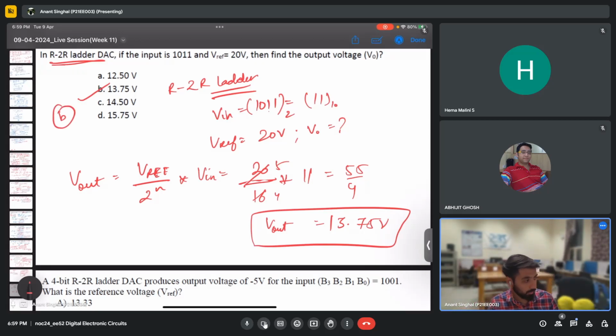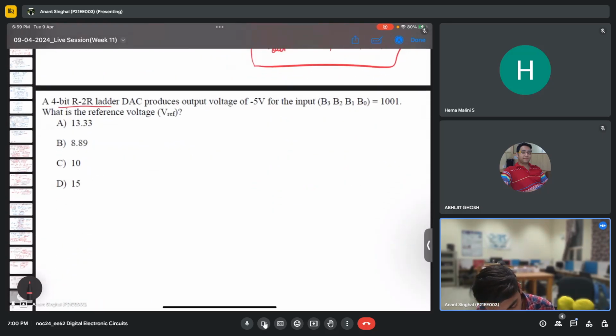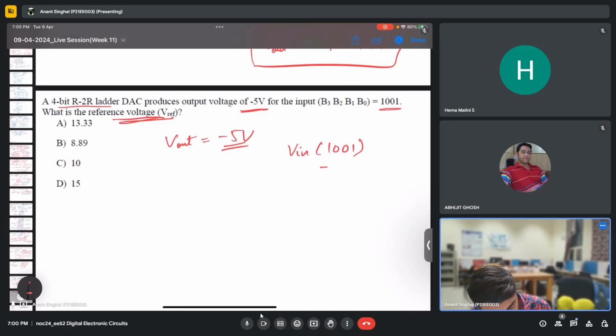I hope it is clear. Again, we have a similar question. We have a 4-bit R2R in which the output voltage is given, the input is given, and we now need to find the reference voltage. Maybe you can give the answer quickly, or I can calculate it. So Vout is 5 volts, Vin is 1001, that is 9. So Vout, if I write in binary sense, will be V3 by 2 plus, since this is given in binary form, so I'm writing the same.